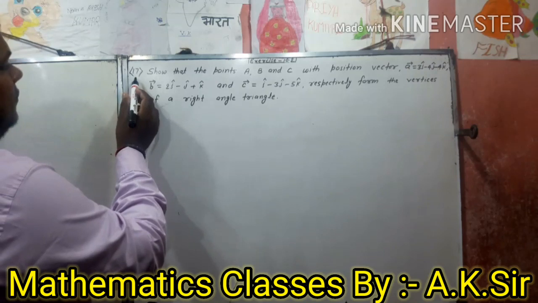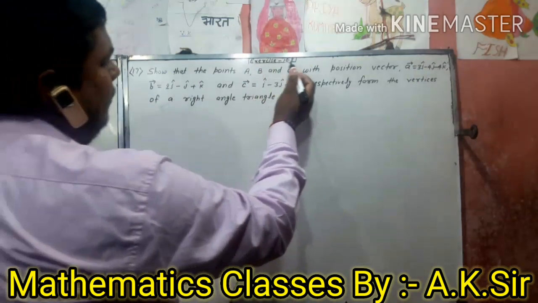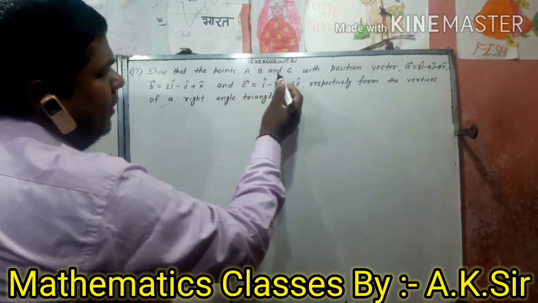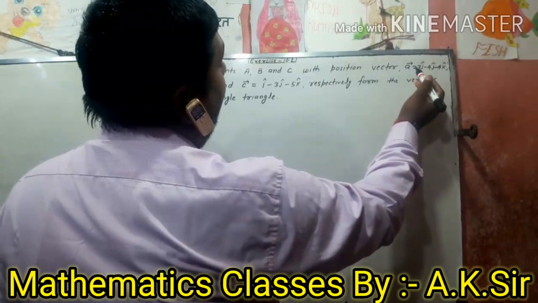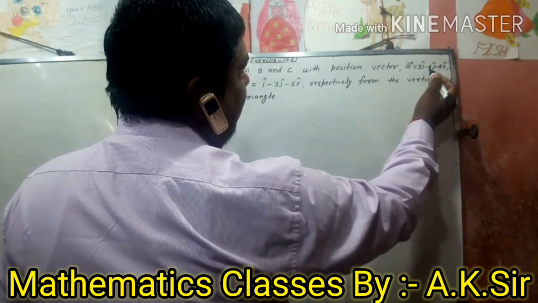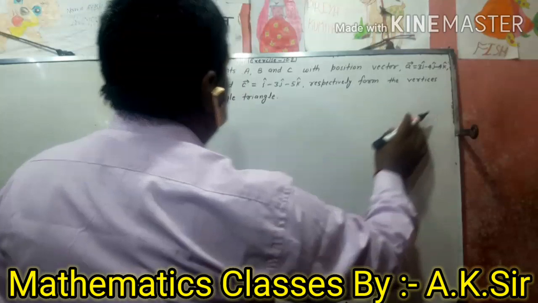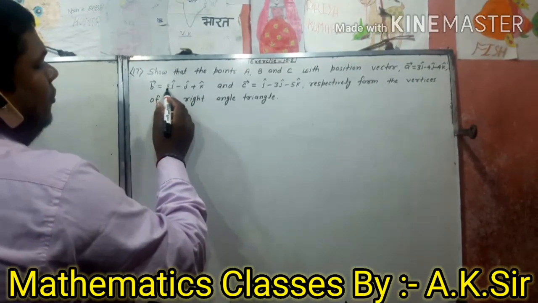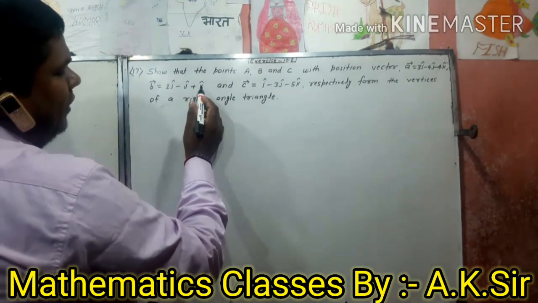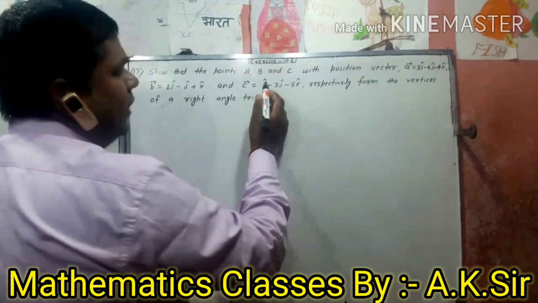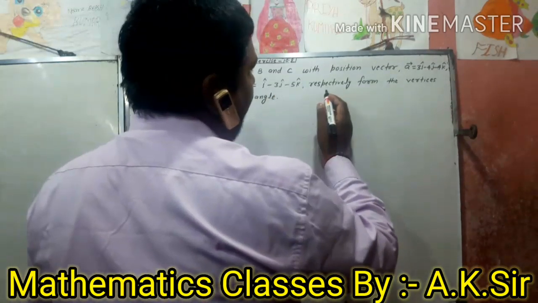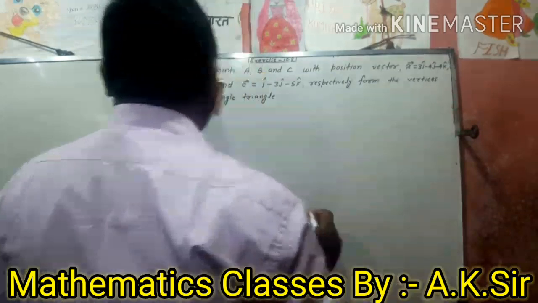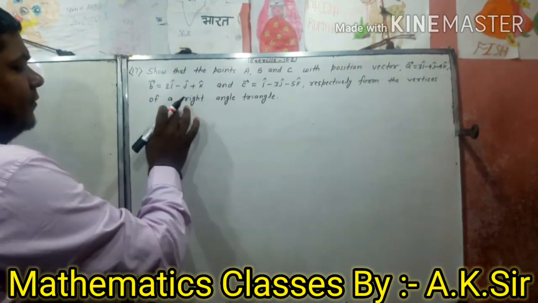Next, question 17, exercise 10.2. Show that the points A, B and C with position vectors A vector equal to 3i cap minus 4j cap minus 4k cap, B vector equal to 2i cap minus j cap plus k cap, and C vector equal to i cap minus 3j cap minus 5k cap respectively form the vertices of a right angled triangle.